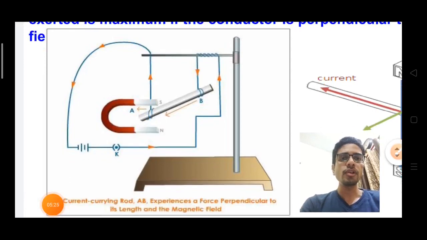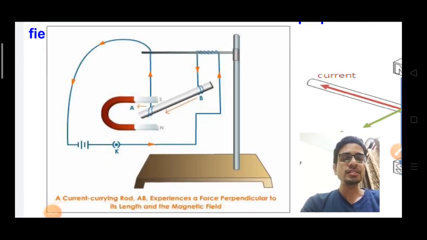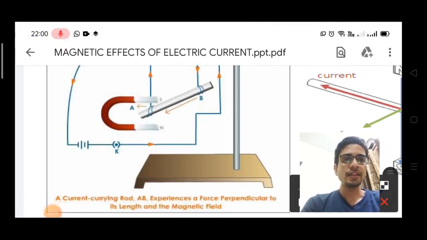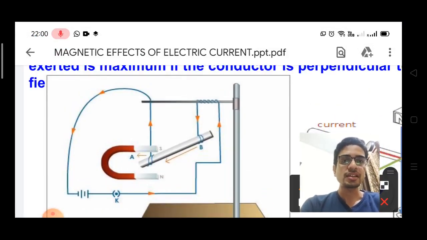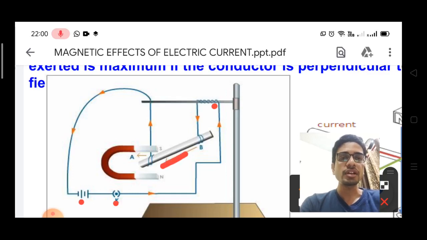Now look at this figure carefully. This is a circuit, as you make an electric circuit, a simple circuit. Here is a battery, a key, and this is wire. In between the wire there is an aluminium rod. This rod that you can see in the middle is an aluminium rod, and it is a metal, so it will also conduct current. So this completes the circuit like this.